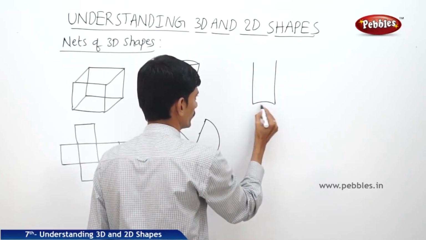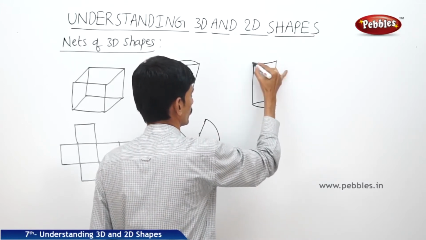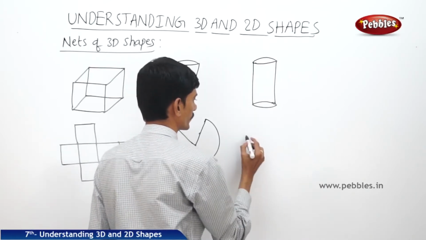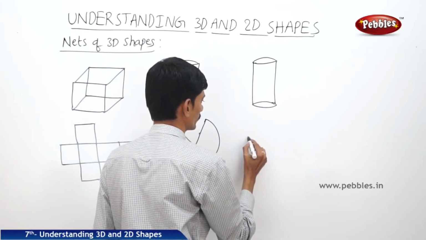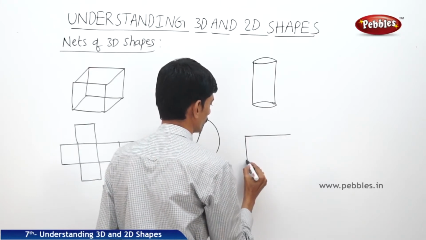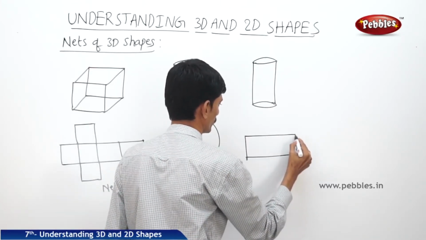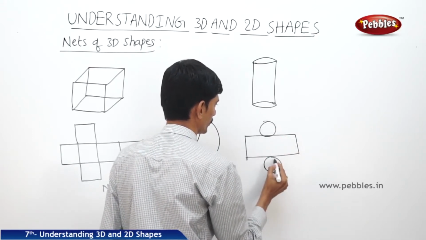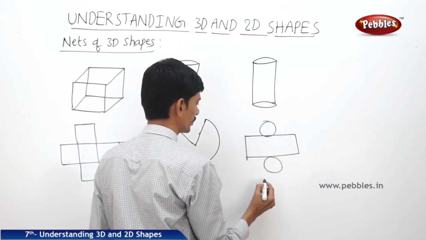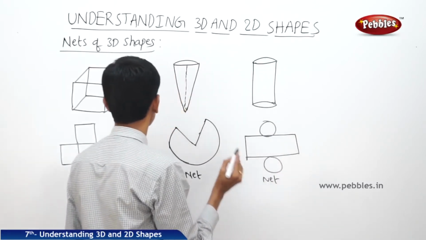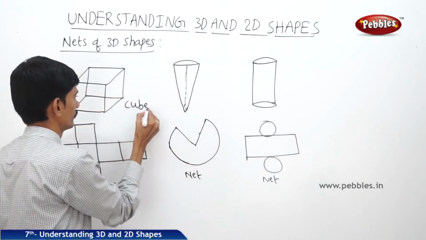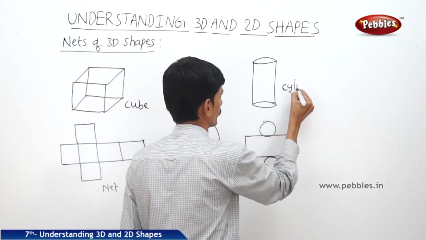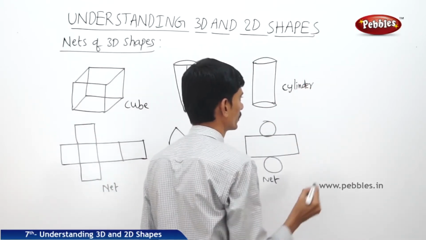it has one curved face, the other two are circular bases. Now for this, this is the net of the cylinder. Cube, cone and cylinder.